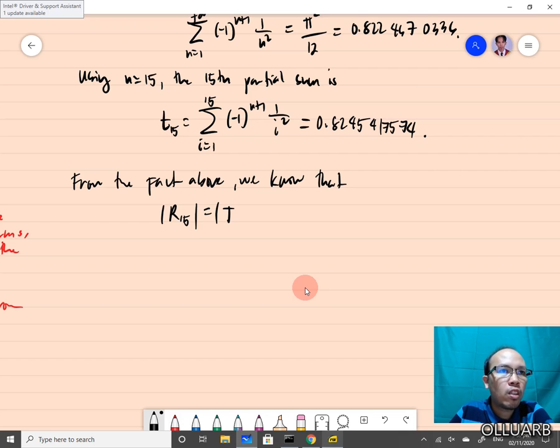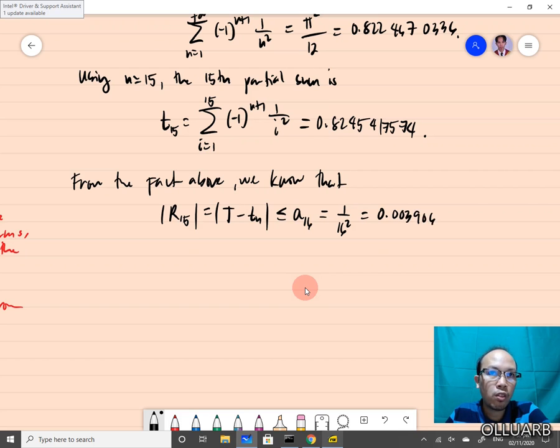This is t minus t sub n, which is less than or equal to a sub 16. Our 16th term is 1 over 16 squared, which is 0.000390625. Okay, so that's the value. Just use your calculator.